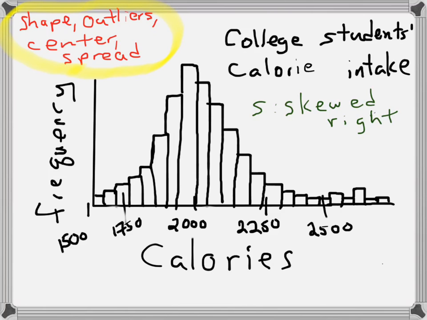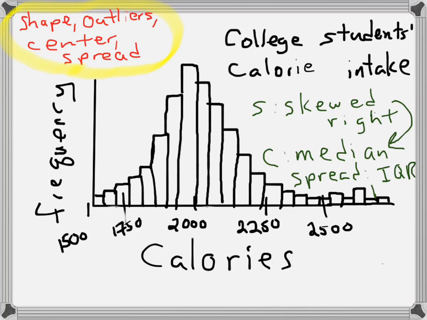It does not look like there are any outliers. We will talk about how to calculate outliers later. For the center, since it's skewed right, we are going to measure center with the median. And since we're using the median, our measure of spread is going to be IQR and range. So these are all the things that we need to discuss when we have skewed data.